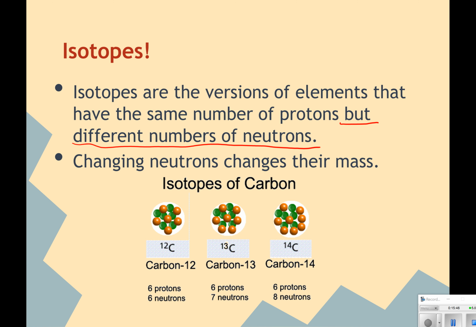Now changing the number of neutrons will change the mass, and we see that represented in the top of our isotopic notation here. Carbon-12 has 6 protons and 6 neutrons. That's how we get to carbon-12. Carbon-13, again, it has to have 6 protons because it's carbon, but has 7 neutrons, so we get a mass of 13. And carbon-14, again, having 6 protons because it's carbon and 8 neutrons, gets us a mass of 14.